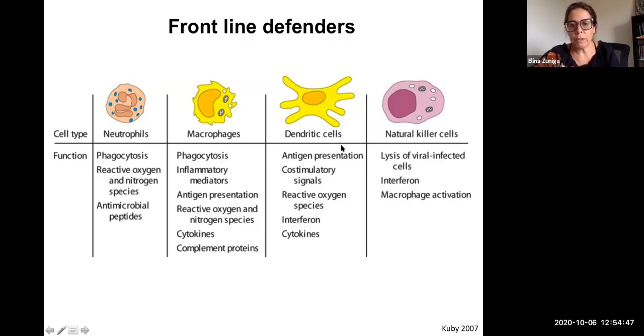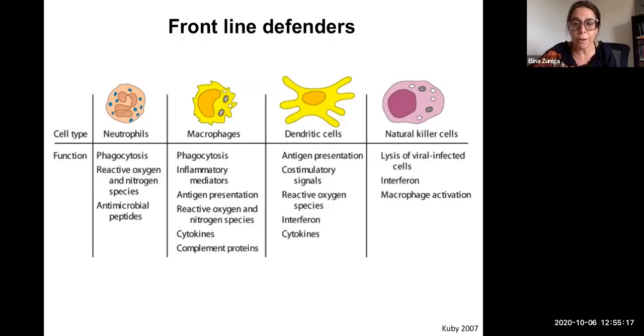Then we have the dendritic cells, which are known as the bridge between innate and adaptive immunity, or are known as the professional, most powerful antigen presenting cells. And this is because they express constitutively, and they can even enhance, the co-stimulatory molecules that basically give the T cells very key signals that they need to become activated.